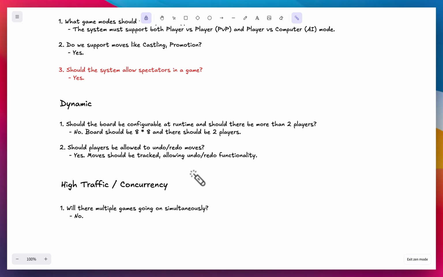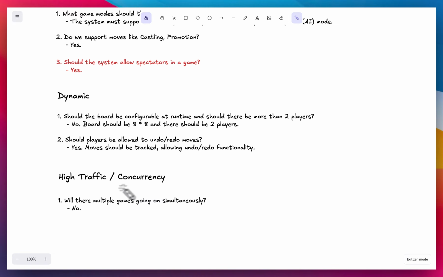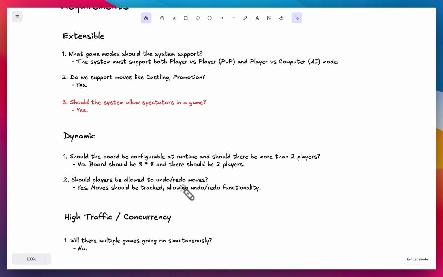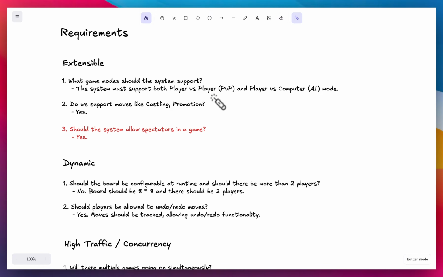Okay. And the final category is concurrency. We'll ask this thing to the interviewer. Will there be multiple games going on simultaneously? Let's say the interviewer says that no, I don't want that. I just want to focus on this move logic and all this stuff which I have said to you. Okay. So I hope the requirement part is cleared.